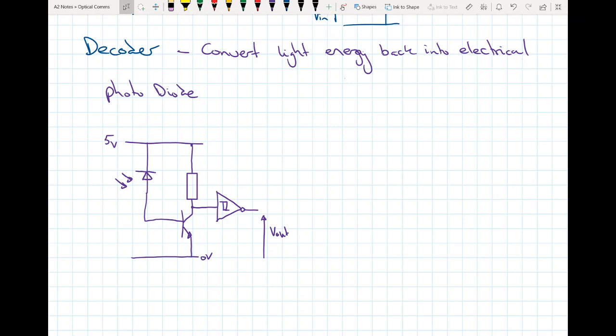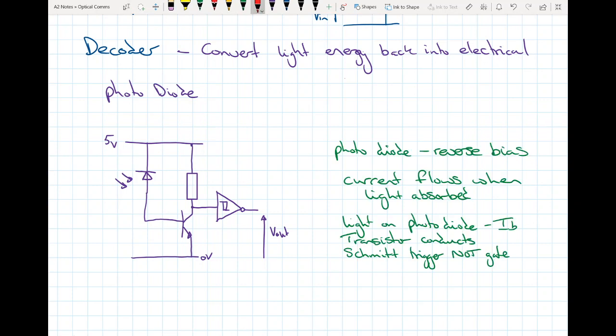We've got our light energy transmitted, so we need to convert that back into electrical energy. Our first circuit is our photodiode circuit. Note here that the photodiode is in reverse bias. When we get light on our photodiode, we then get a current in the base, which switches the transistor on so it conducts, so the voltage at the input to the Schmitt trigger goes low, so the output from the Schmitt trigger goes high.